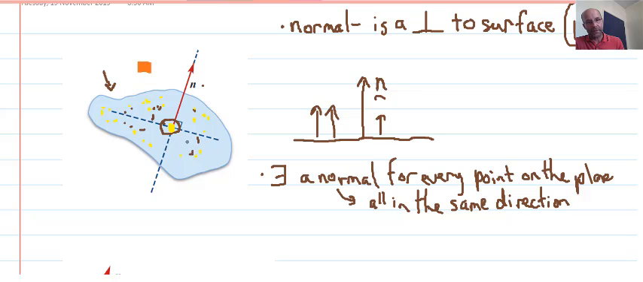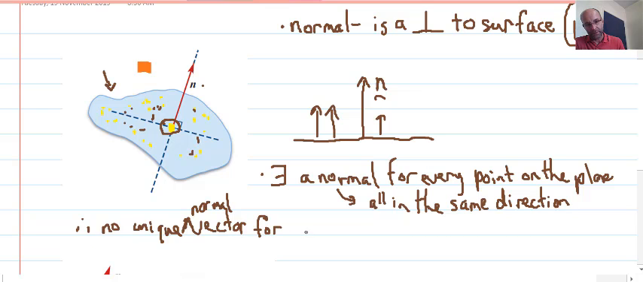So what we've said, basically, is there's no unique normal vector for a given plane. We should note that.